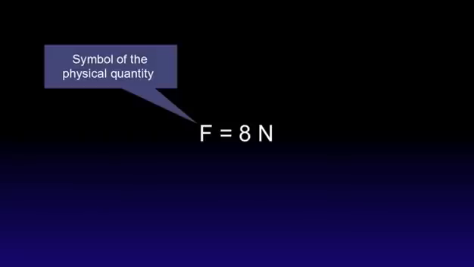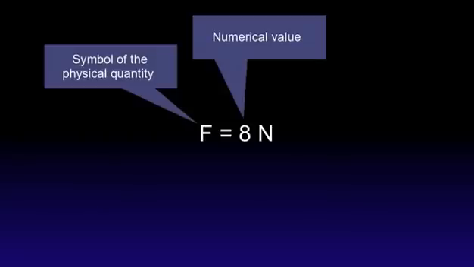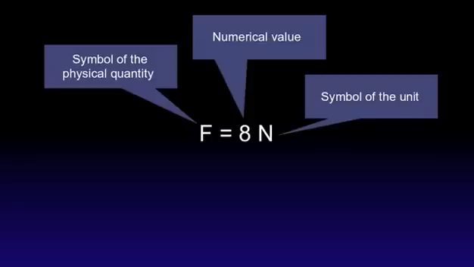A common mistake some students make is to confuse a physical quantity with its unit. Let's have a look at the example shown on the screen to make sure that we use the correct terminology. Force F equals 8 newtons. Force is the physical quantity. F is a symbol for the physical quantity. 8 is the numerical value, and N is the symbol for the unit.